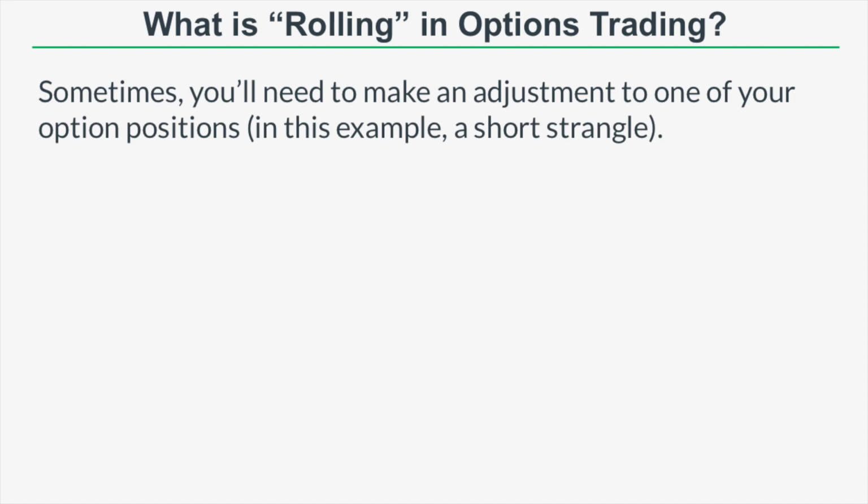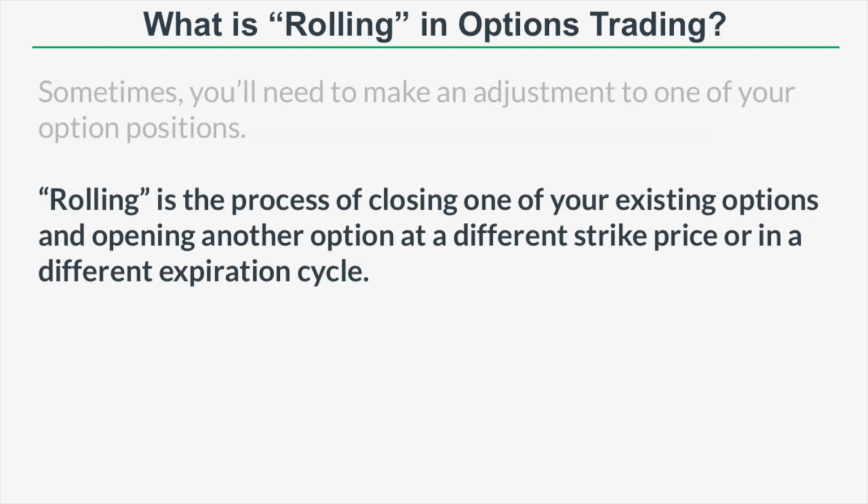Now, before we get into the specifics, let's briefly cover what rolling means in options trading. Sometimes you'll need to make an adjustment to one of your option positions as the stock price changes. In this example, we're going to talk about short strangle positions. In options trading, rolling is the process of closing one of your existing options and opening another option at a different strike price or in a different expiration cycle. When you roll to a different strike price, that's called rolling up or rolling down. And when you roll to a different expiration cycle, that is referred to as rolling out, so rolling out in time.